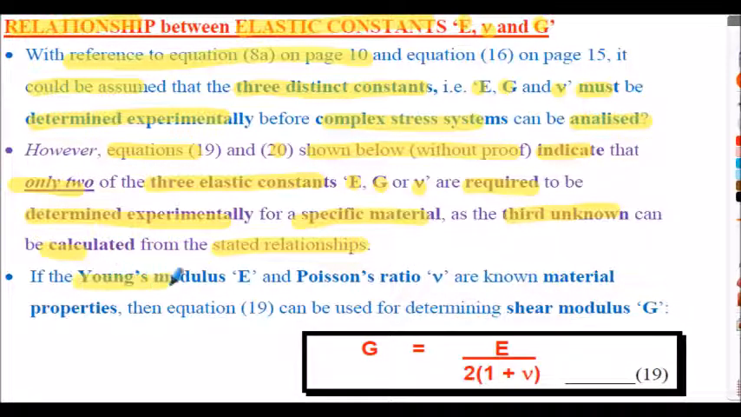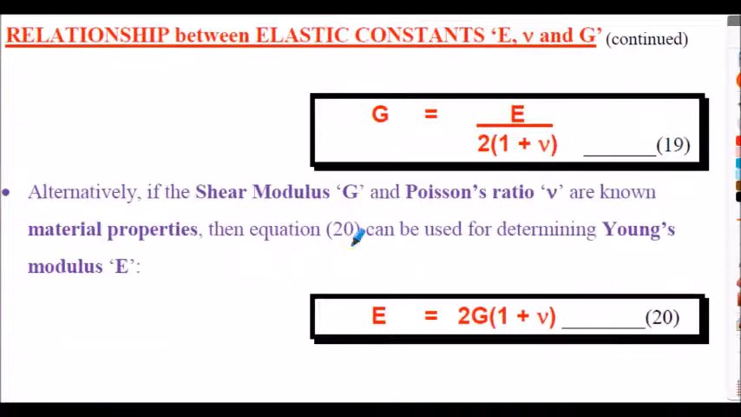So if, for example, Young's modulus and Poisson's ratio are known material properties, then equation 19 below can be used for calculating the shear modulus G. The equation, given without proof, is G equal to E divided by 2 multiplied by, in brackets, 1 plus nu. So knowing the E and the nu, we can find the G from that relationship. Alternatively, if the shear modulus and Poisson's ratio are known material properties, then we can use equation 20 below to determine the Young's modulus, E. Equation 20 is just a rearranged equation 19. So E is equal to 2G multiplied by, in brackets, 1 plus nu.